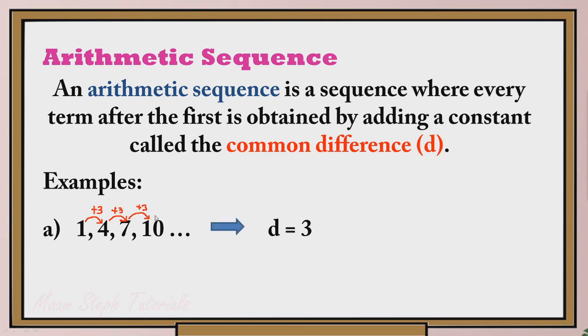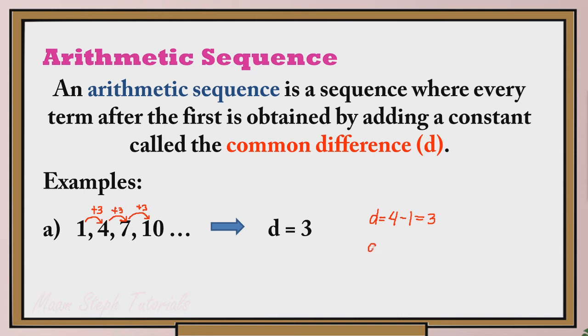Another way of getting the value of the common difference is by choosing any number or any term in our arithmetic sequence and subtract that from the next term. So, example, we will choose 1. At ang kasunod naman ni 1 ay 4. So, para makuha natin ang D, we will just write 4 or subtract 1 from 4, kaya 4 minus 1, that is equal to 3.